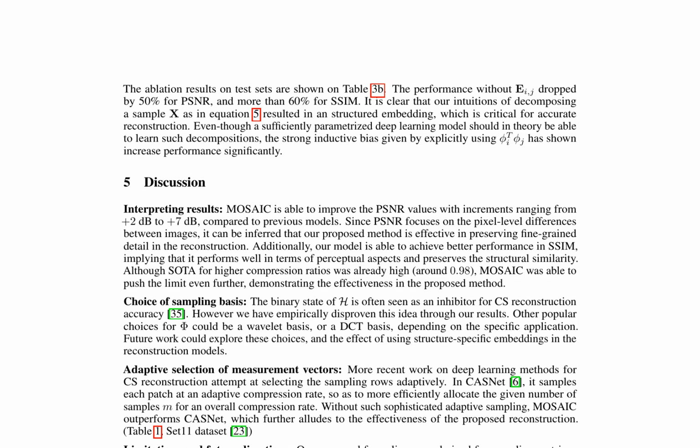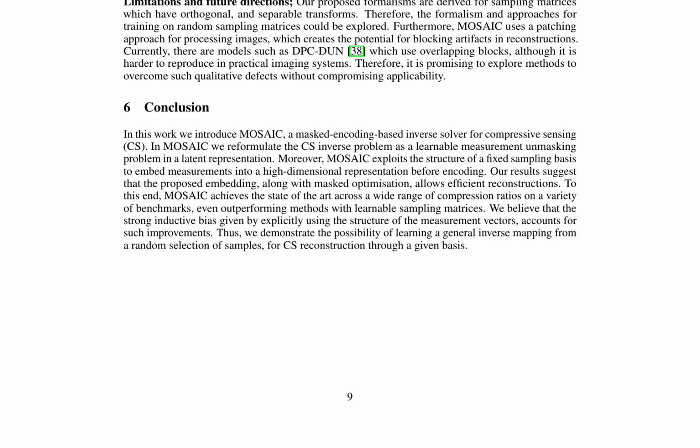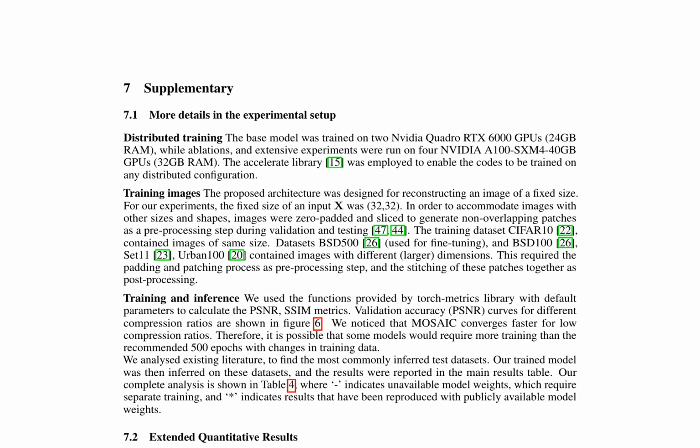The research paper discusses MOSAIC, a masked encoding-based inverse solver for compressive sensing (CS). It reformulates the CS inverse problem as a learnable measurement unmasking problem in a latent representation. The proposed embedding, along with masked optimization, allows efficient reconstructions. MOSAIC achieves state-of-the-art performance across a wide range of compression ratios on various benchmarks. The strong inductive bias given by explicitly using the structure of the measurement vectors accounts for such improvements.